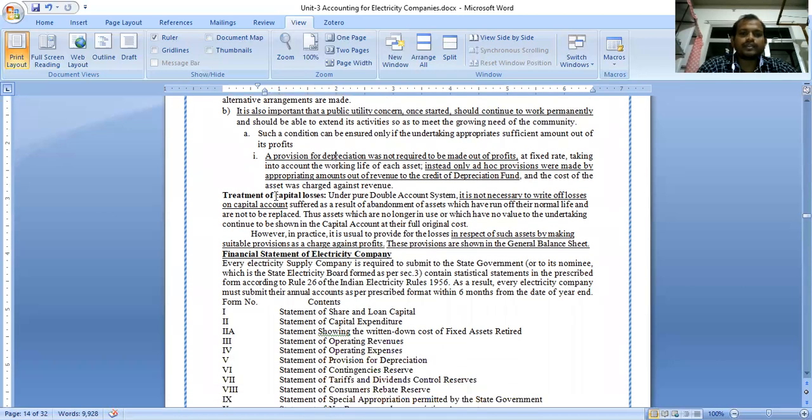So treatment of capital losses. Under the pure double account system, it is not necessary to write off losses on capital account suffered as a result of abandonment of assets, which have run off their normal life and are not to be replaced. Thus, assets which are no longer in use or which have no value to the undertaking continue to be shown in the capital account at their full original cost. See, this is what I explained now. So, if we write off losses on capital account, in the sense if we reduce the amount in the capital account, it suffers abandonment of assets.